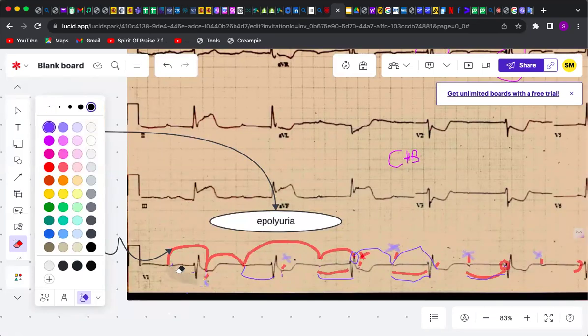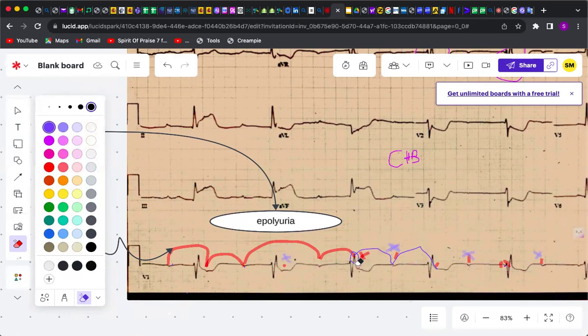Let me just have a clean sheet. With a complete heart block, the P waves and the QRS complexes are not in sync. Okay, that means that the conduction between the atria and the ventricles is absent because of an electrical block, either at the AV node or below the AV node, right? So this is the case we're seeing here. This is a complete and obvious complete heart block, a third degree.